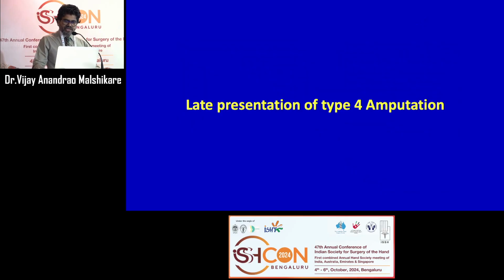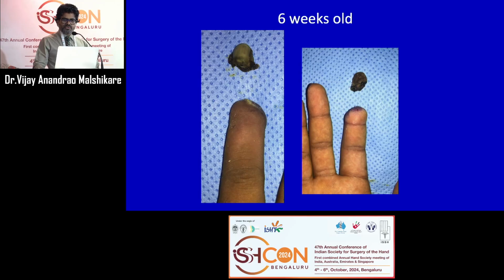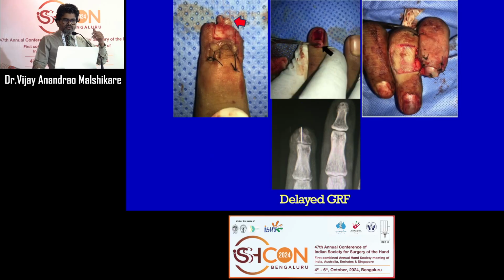Late presentation in type 4 amputation. This patient came with this fingertip at 6 weeks, because he wants a fingernail. So I asked him why he had kept it. He told me that he thought it would be useful in future, so he kept it in the pocket. That was the story. So what I did, I debrided it. The bone was healthy. It was not necrosed at all. I put it back. I did nail bed grafting from the middle finger, fixed it and covered it with a cross finger flap.